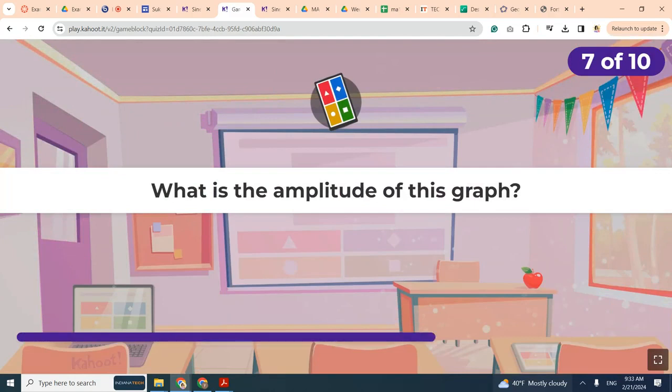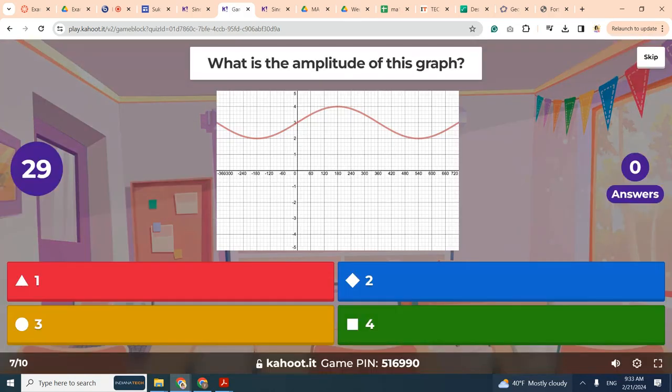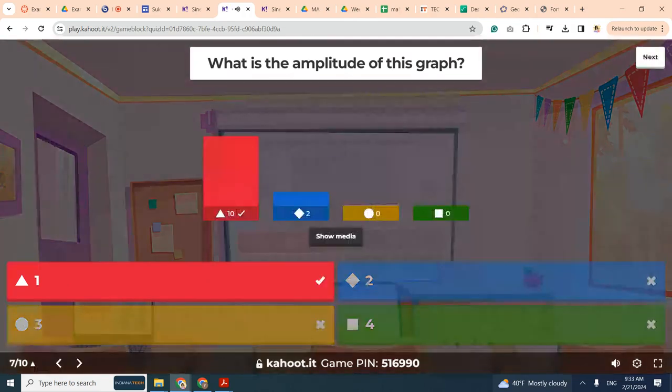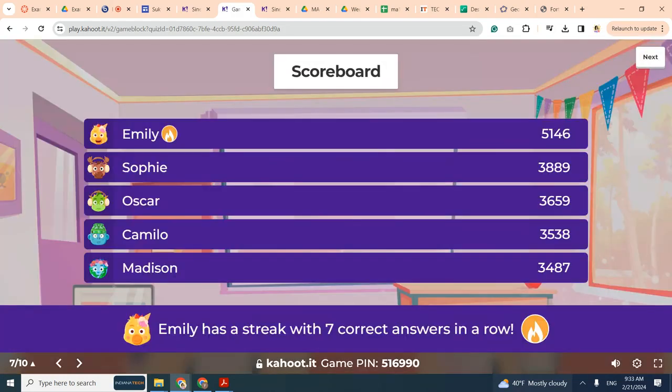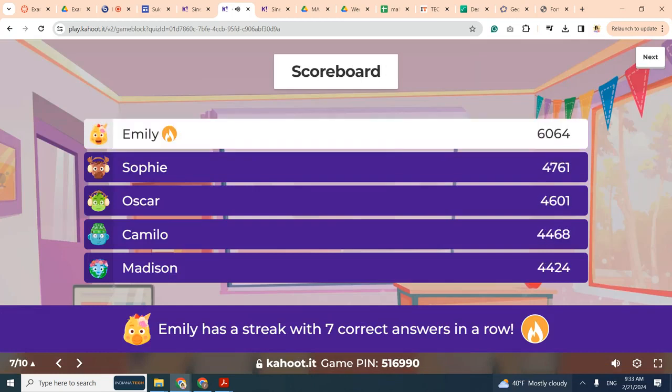How about this graph? What's the amplitude? Yes, 1. The midline, where's the midline? 3, y equals 3. And then the amplitude is 1. Yes. Okay. Good.